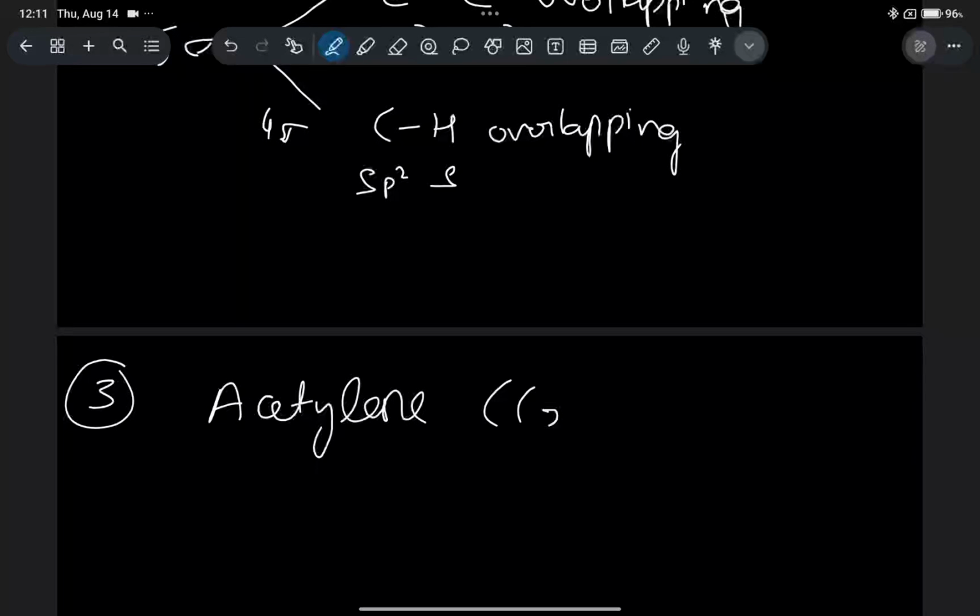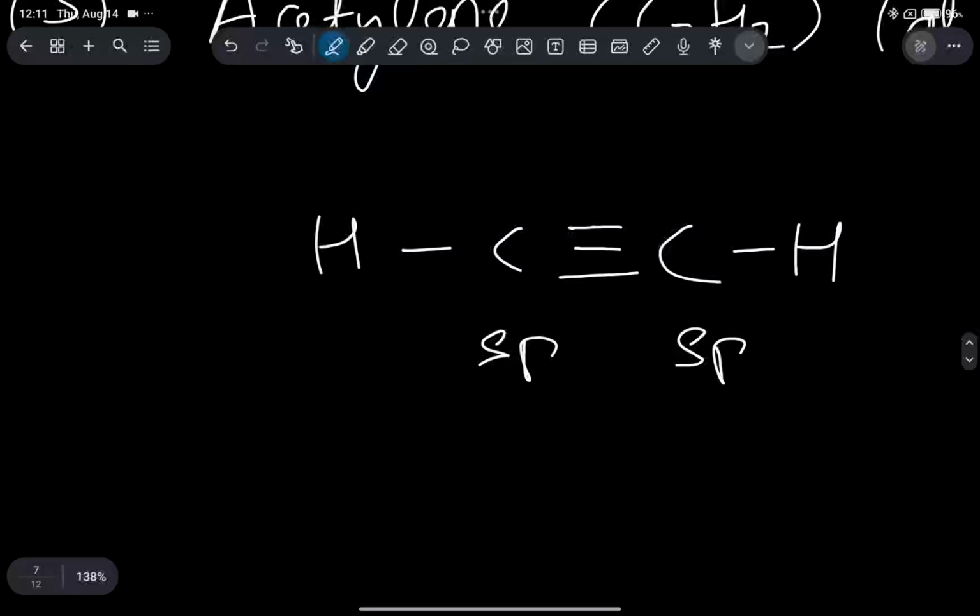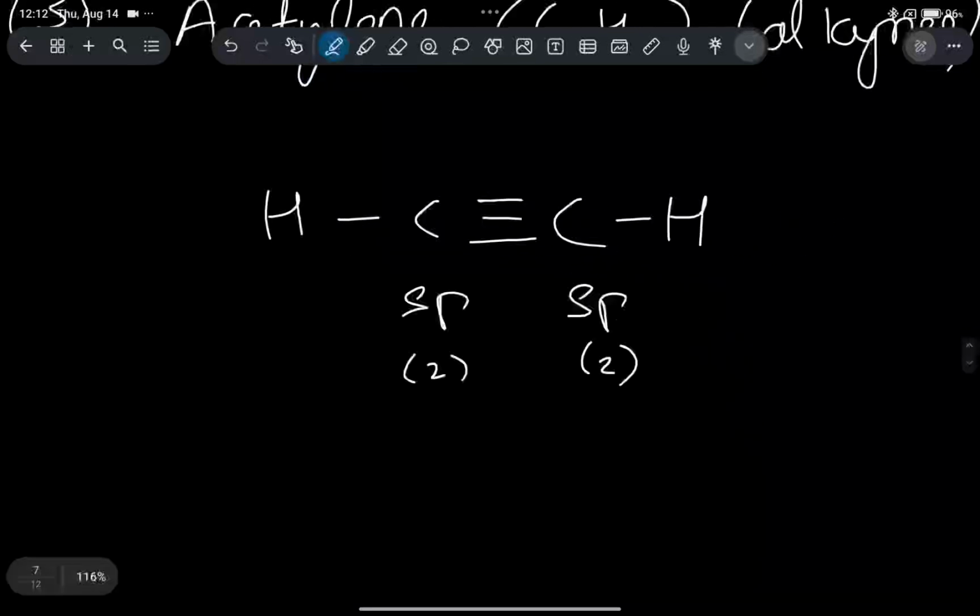C2H2 is an alkyne. I'm writing the diagram: H bond C, triple bond C bond H. sp hybridization means two hybrid orbitals.